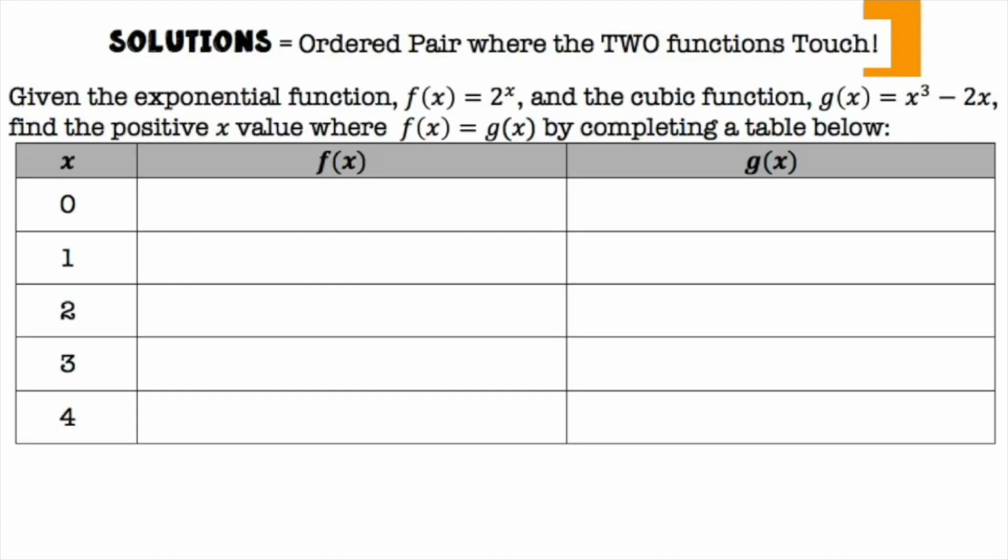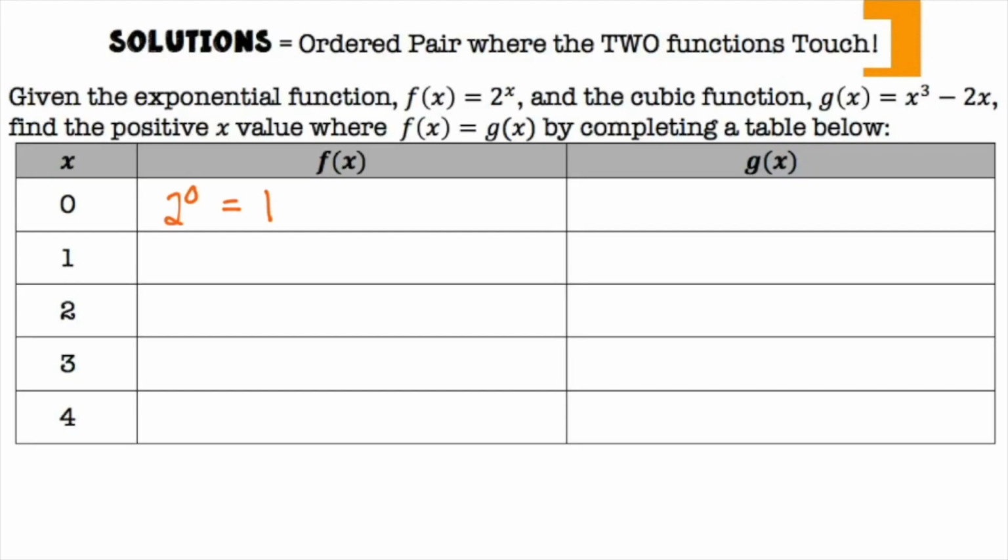So given the exponential function f of x equals 2 to the x power and the cubic function g of x equals x to the third power minus 2x, find the positive x value where f of x equals g of x by completing the table below. So we're going to substitute all of the x values they gave us, 0, 1, 2, 3, and 4, into each of the functions and see where they match.